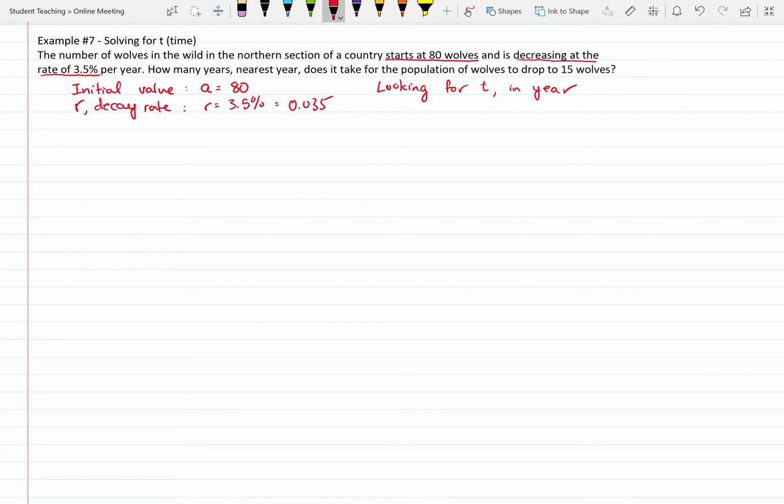Does it take for the population of wolves to drop to 15 wolves? Okay, so we start at 80. After many years, we don't know how many, it dropped to 15. It's not dropped by 15. If it dropped by 15, that means you need to do 80 minus 15. But it's dropped to 15, that means the final value is 15. I'll write y equal to 15.